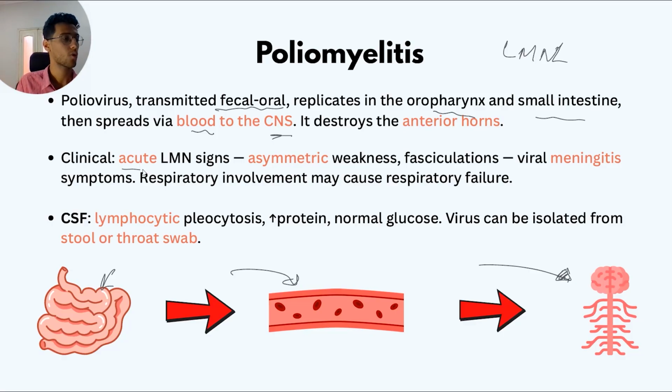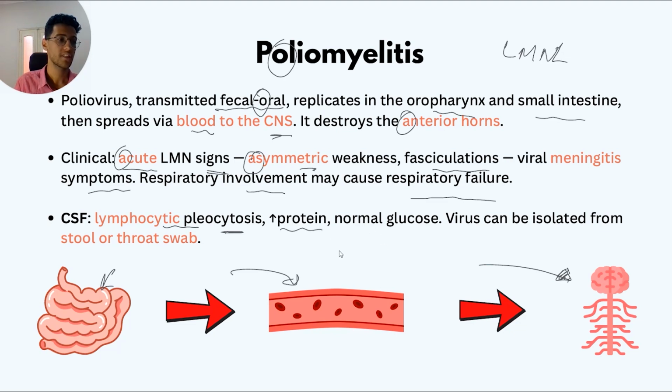It will cause acute lower motor neuron signs, acute because it's a viral infection, and asymmetric, both by letter A: anterior horn cell, fecal-oral for poliovirus, fasciculation. Viral meningitis symptoms occur because it's a viral infection that can spread to the meninges. Respiratory involvement may cause respiratory failure, of course. In the CSF, we will find leukocytosis. Because it's a viral infection, the lymphocytes will be high, versus bacterial infection, where we will see high neutrophils.